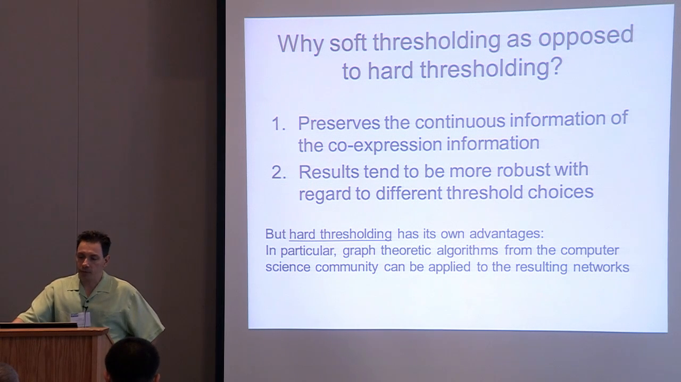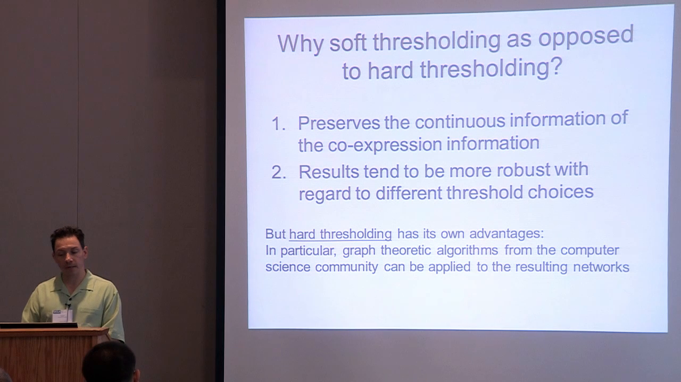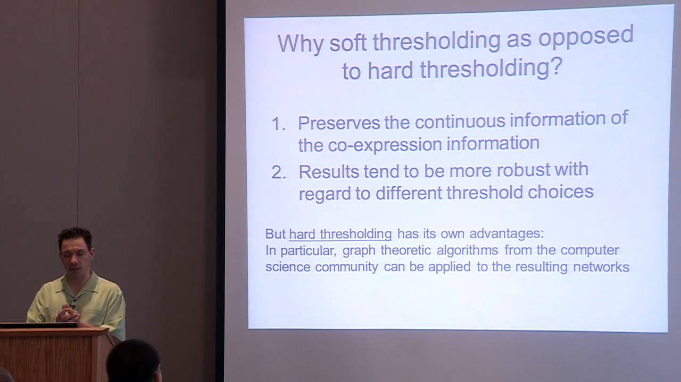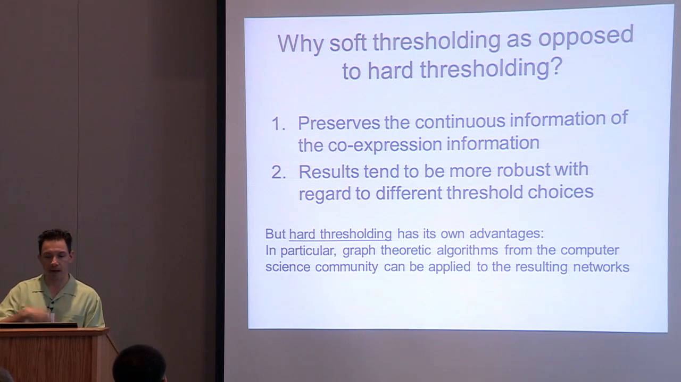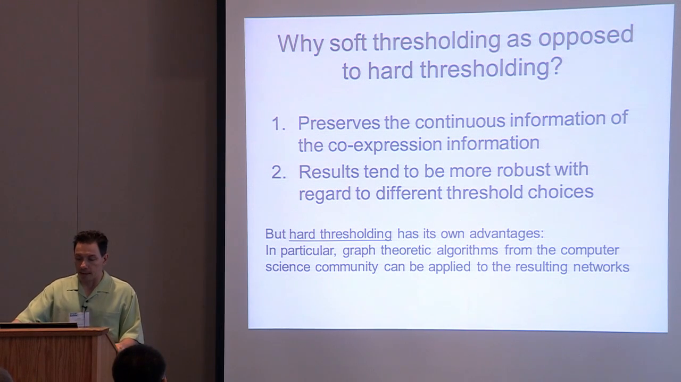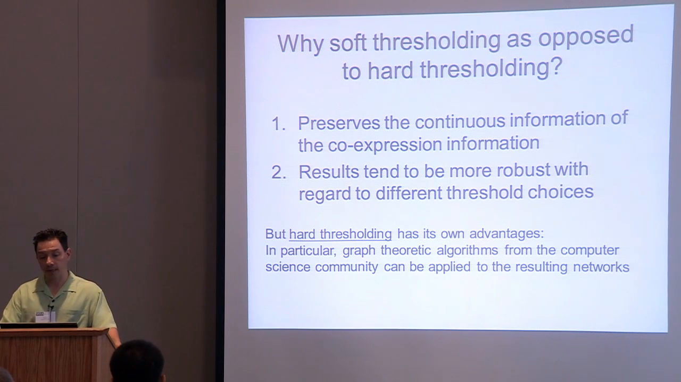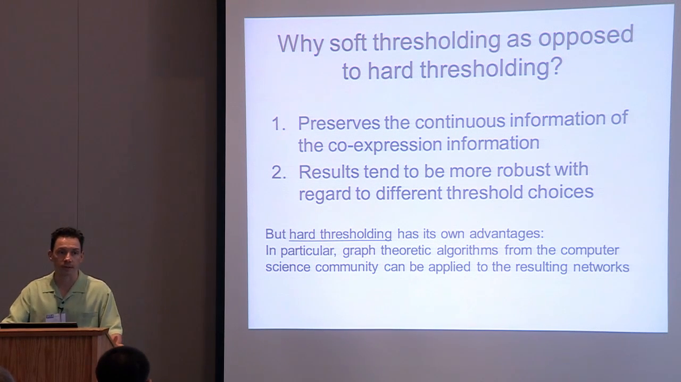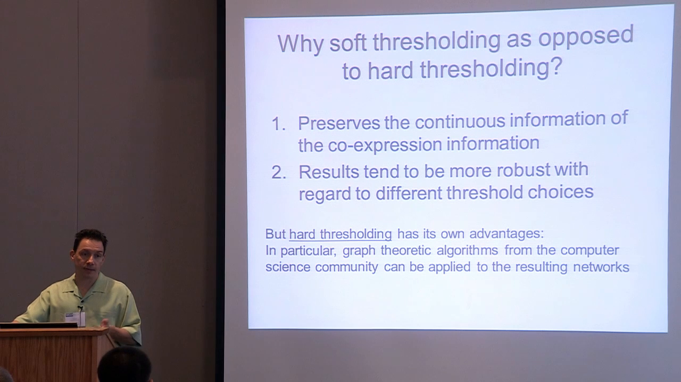So why do we use soft thresholding as opposed to hard thresholding? Well, as I mentioned, one reason is that this preserves the continuous information of the co-expression information. Co-expression is measured using a continuous measure, so why threshold it? Also, we have empirical evidence that shows that the results tend to be more robust with regard to different threshold choices.